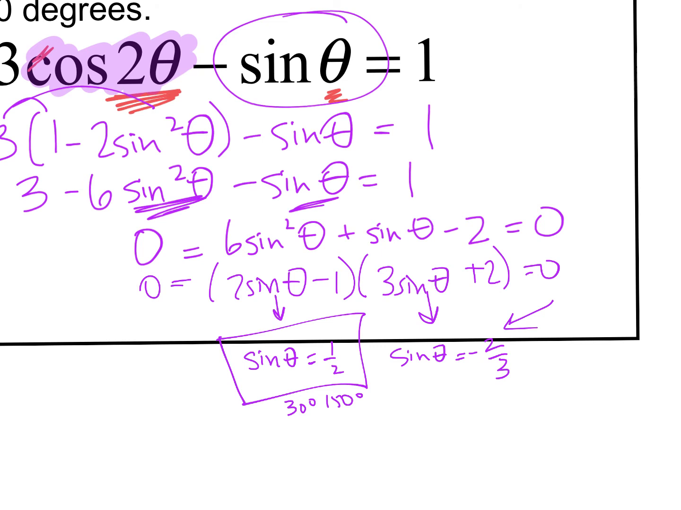But before you do that, think about where the sine is negative. Okay? Sine is negative in quadrants 3 and 4. So when you go to do this in your calculator, if it doesn't give you an angle that's somewhere between 180 degrees and 360 degrees, then your calculator is giving you the reference angle.